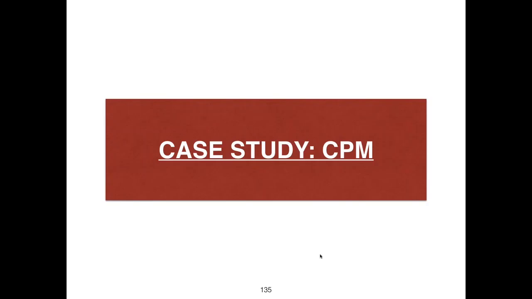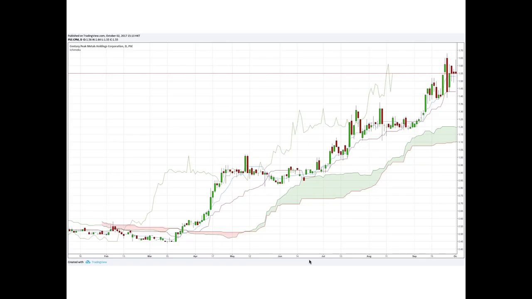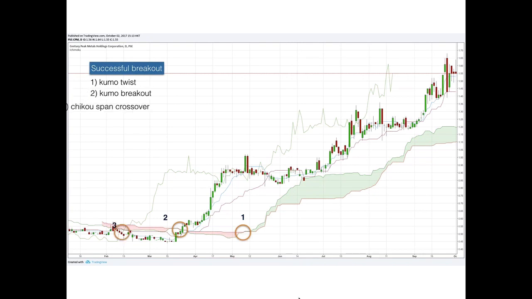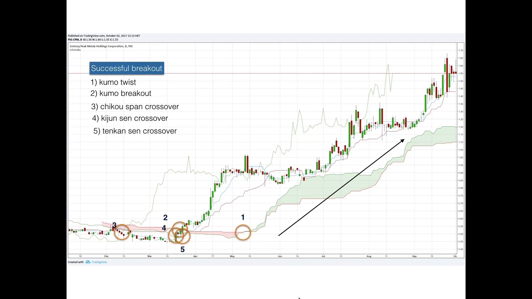CPM. So you would find the common elements also. CPM, there's a Kuhmo twist, Kuhmo breakout, Chico Span crossover, Jensen crossover, Tankenson crossover. This resulted in a strong uptrend. And then successive breakout. So nakita nyo na yung formula, right? What are the elements involved?